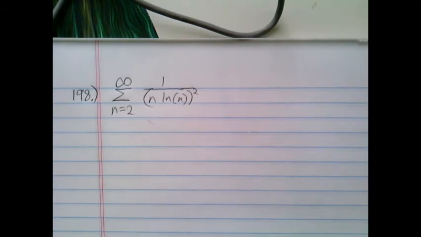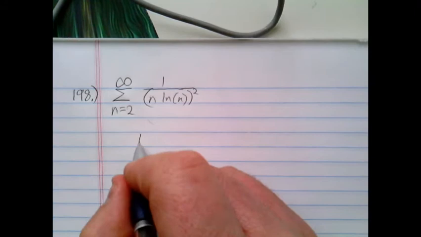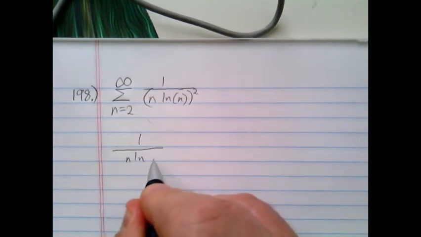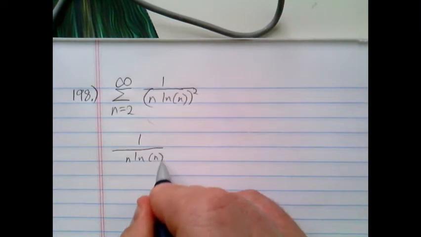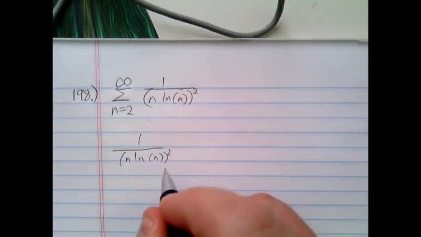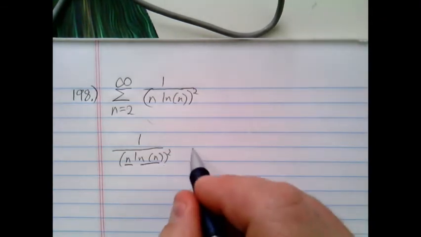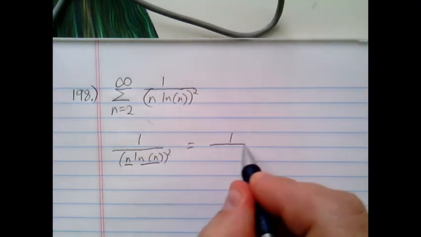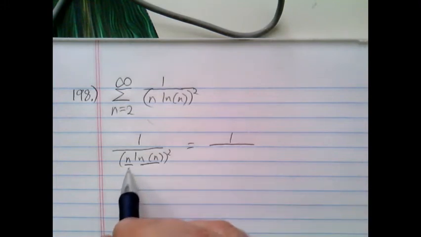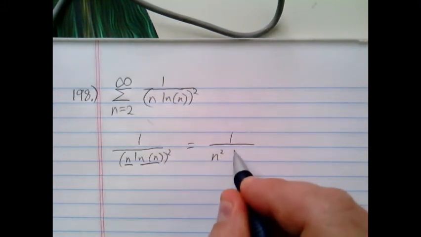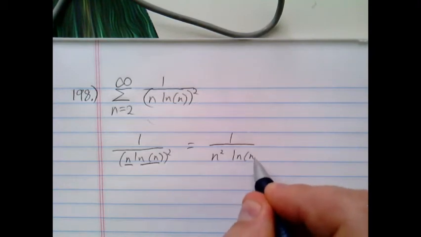Alright, well, now if I take my nth term, 1 over n times natural log of n all squared, what I have there is a product of two things raised to a power. So I can apply the rule for exponents that says when you have a product raised to a power, you can apply that power to both of the factors in the product.